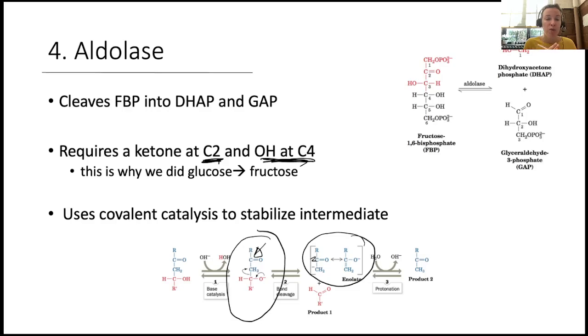So step 2 is required in order for step 4, the cleavage of a 6 carbon unit molecule into 2 3 carbon unit molecules, because we need to have that carbonyl at 2, not at 1. The reaction doesn't work if that carbonyl carbon's not there, because we can't do resonance to stabilize the products.